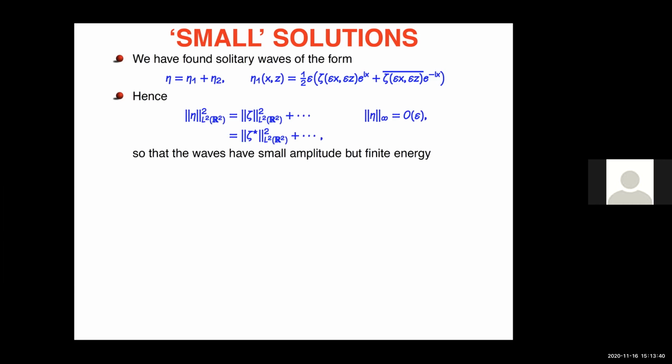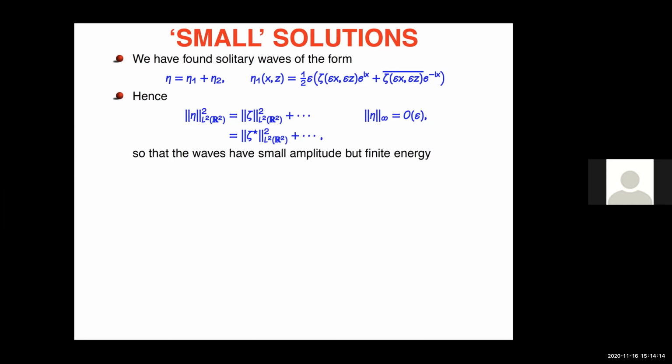The supremum norm of eta, on the other hand, is approximately the supremum norm of eta 1, which is of order epsilon. So this tells you that the waves have small amplitude, in other words, small supremum norm, you can see it's order epsilon, but they have finite energy, meaning finite L2 norm. You can see that's the L2 norm of zeta star. So in fact, we've found waves which have small amplitude but finite energy.